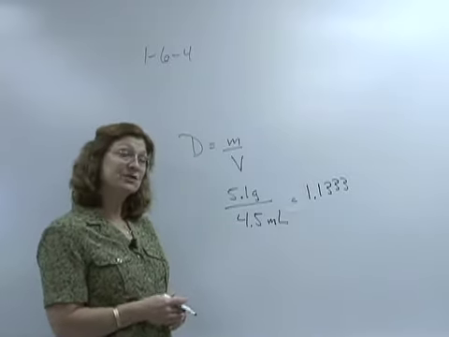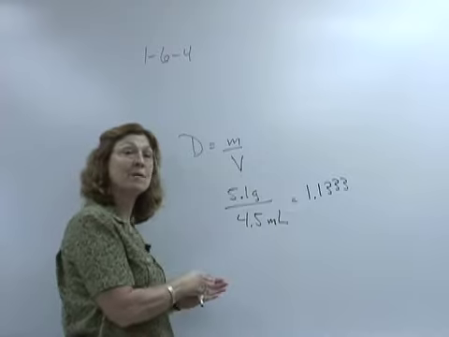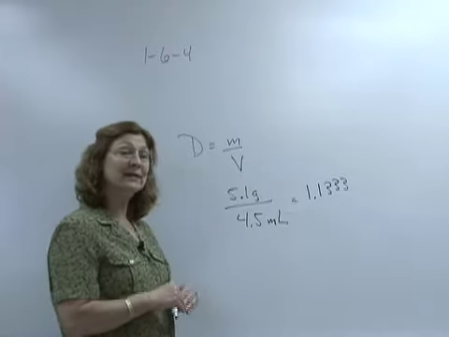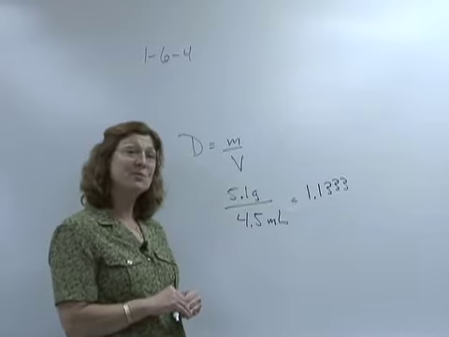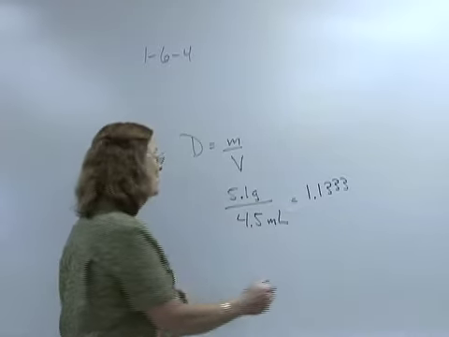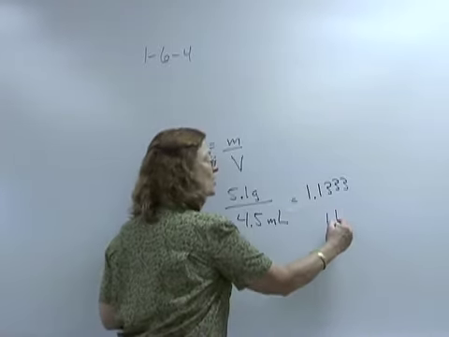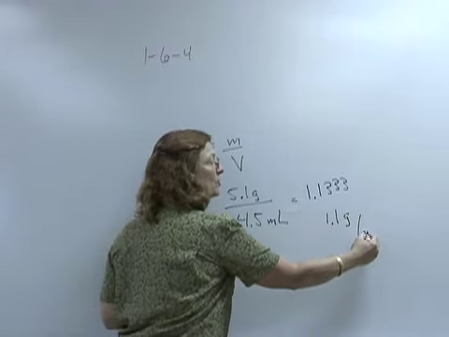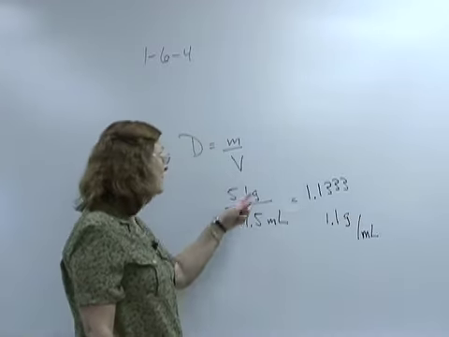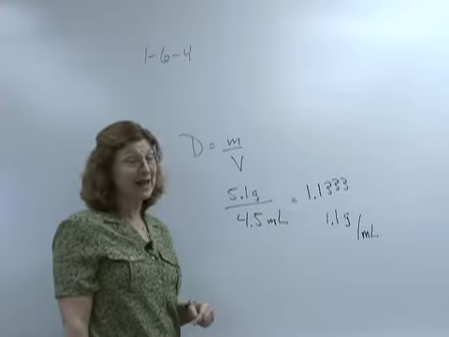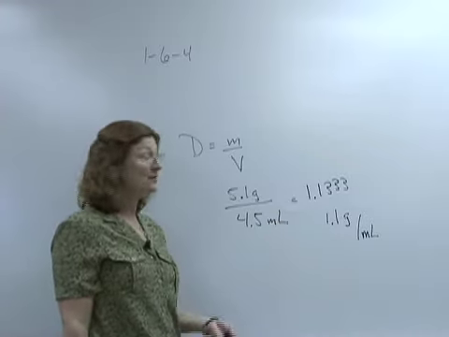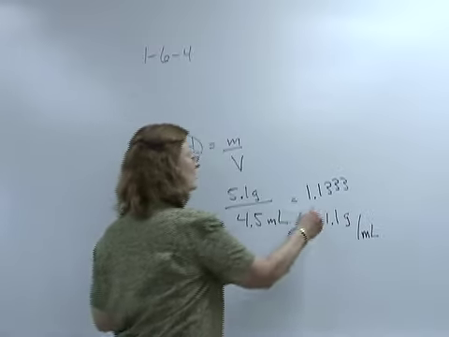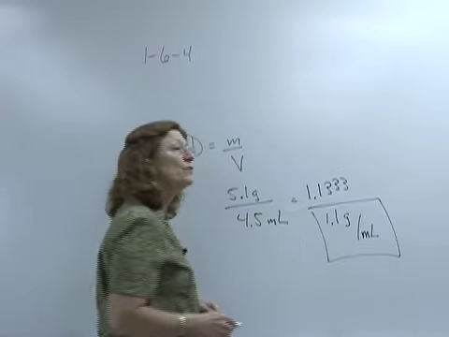Then for the final answer, we will look back at the original problem, and the number with the least number of significant digits as given in the problem will be how we express our answer. And so that will be 1.1 grams per milliliter, because grams and milliliter are totally different. They don't cancel each other. So I have to keep them. I can't change them. So that would be my final answer for the density.